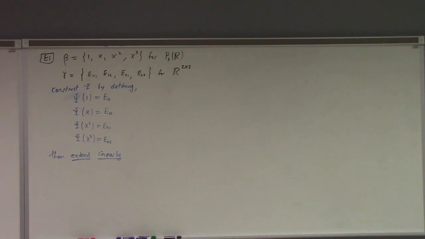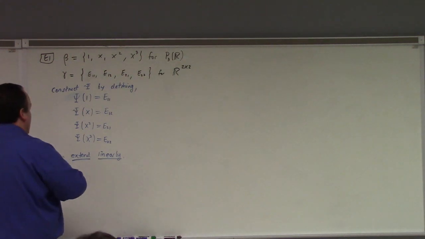My argument is that we can prove that if we map a basis to a basis, then it's necessarily the case that a map constructed in this way must be an isomorphism. Extend linearly. What do we mean by that? Well, let me make it explicit.